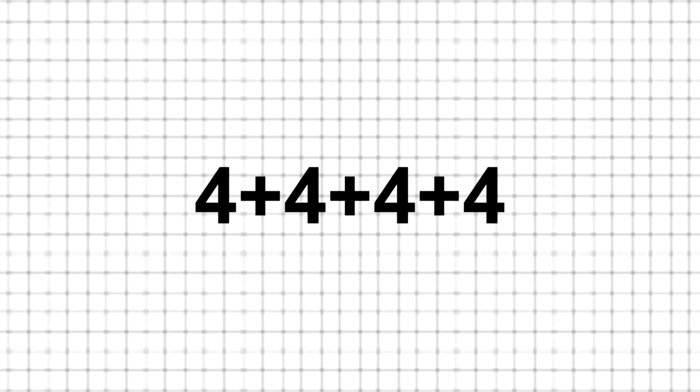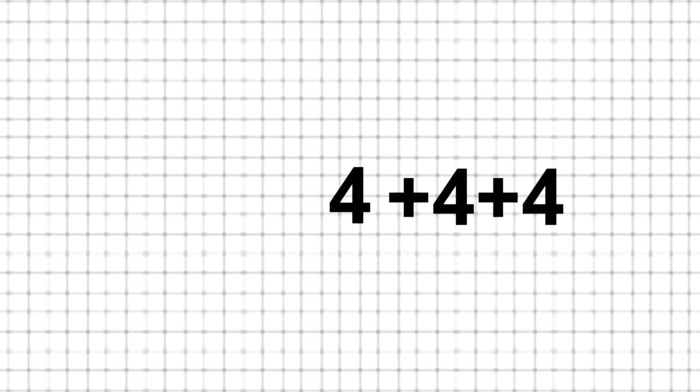Multiplication is just repeated addition. So for example, 4 times 3 is 12. It's just you adding 4 three times: 4 plus 4 plus 4 equals 12. That's how exponents are, just a little different.